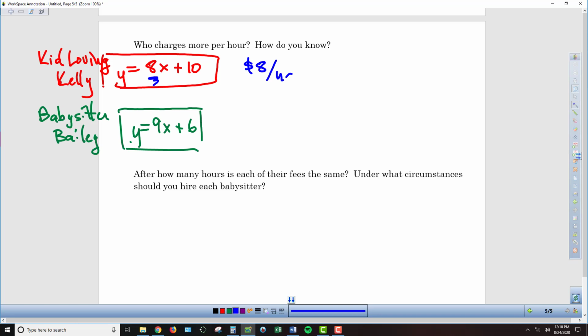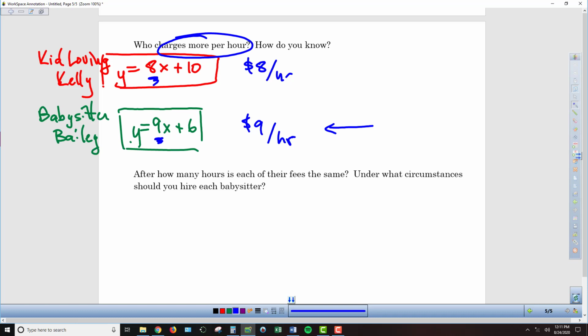And then in the case of babysitter Bailey, same idea. The slope is representing that rate that she charges. So that's going to be this $9 per hour. So by comparing the slopes, we can see that it's babysitter Bailey that charges more. So the slope is what's communicating to us who charges more on an hourly basis.